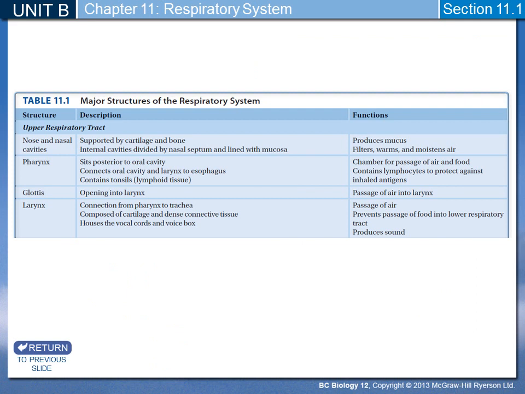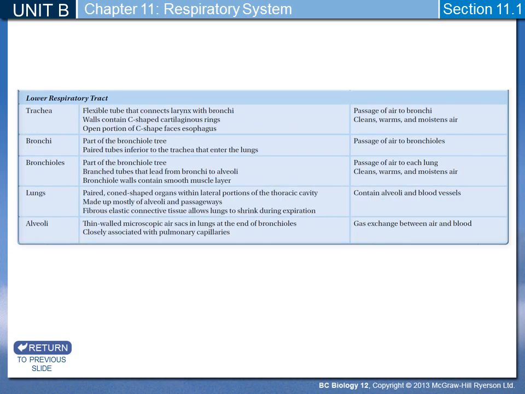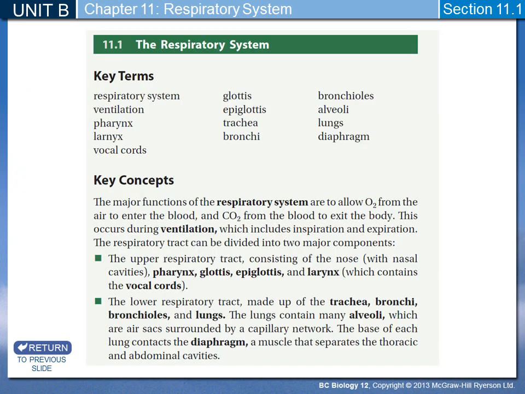This is just showing a summary of what takes place in each part of the respiratory structure. Please have a read through 11.1 for each one of these things. And there's a summary of the important concepts in Chapter 11.